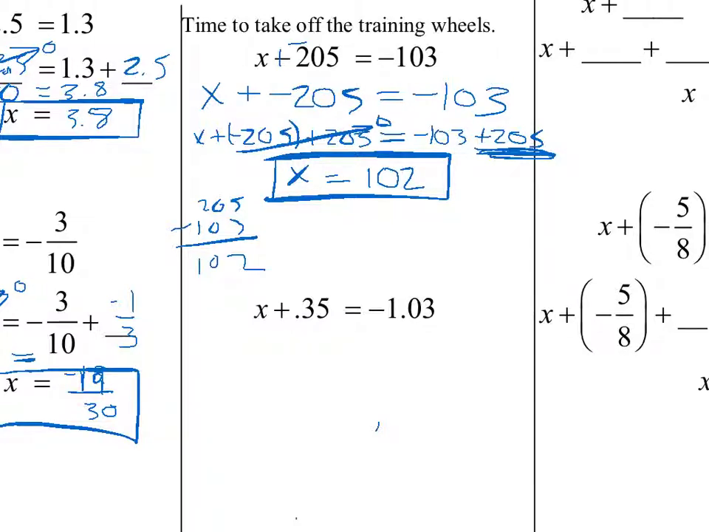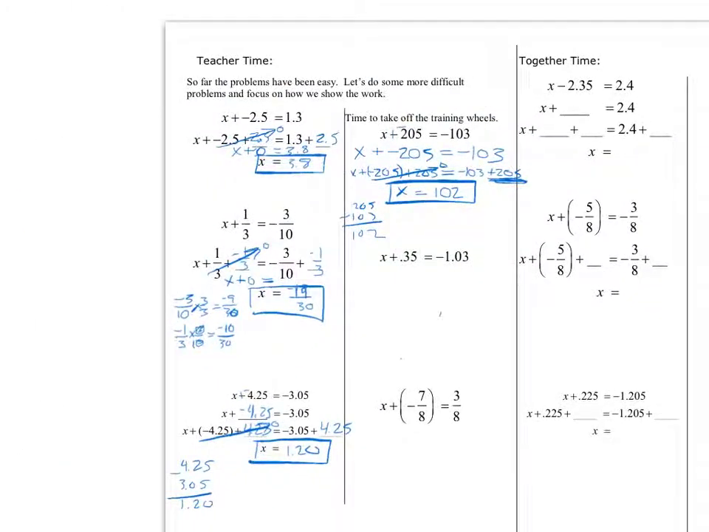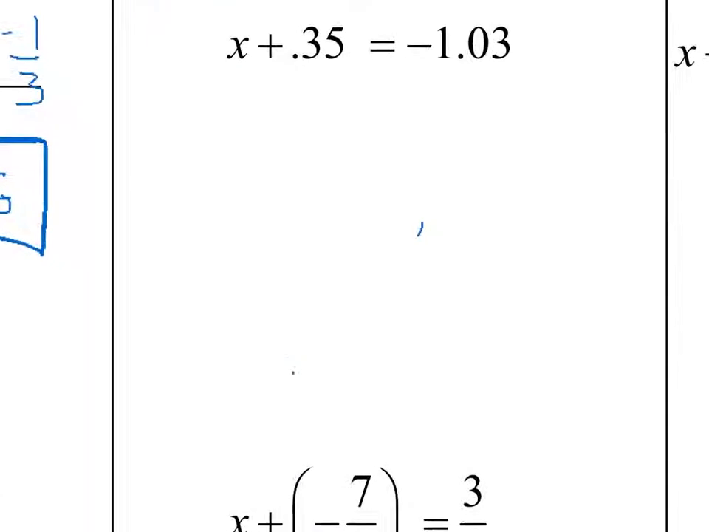Okay, let's look at the next one. X plus 0.35 is equal to negative 1.03. No leaf chain switch here to do, so all I have to do is my additive inverse. What is my additive inverse here? Add the opposite, which is negative 0.35.